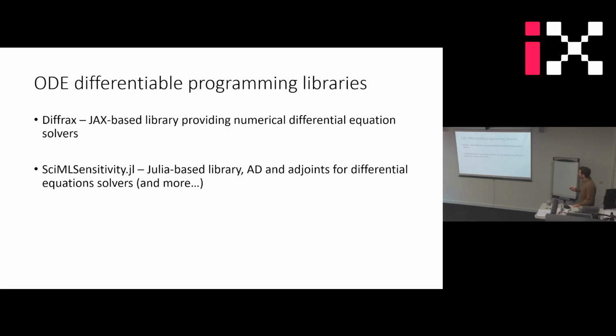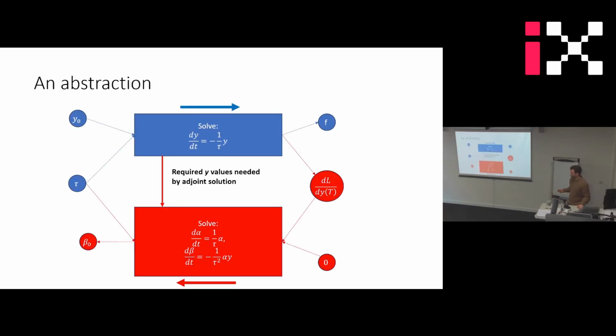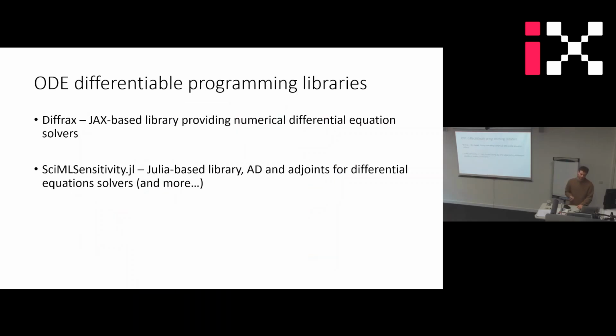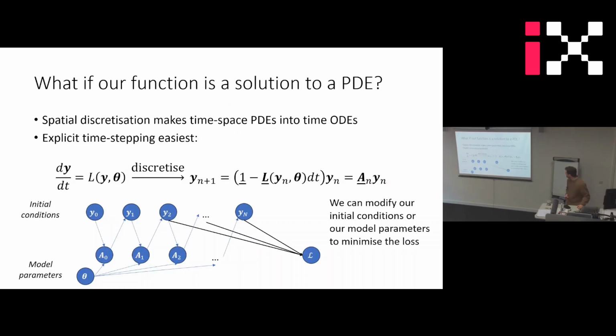The one I use is Diffrax, which is on Python JAX, but there's one for Julia, and I'm sure there are others that allow you to do this within this sort of abstraction. No matter how complicated your differential equation is and how you want to solve the forward problem, it can handle those as far as I'm aware.